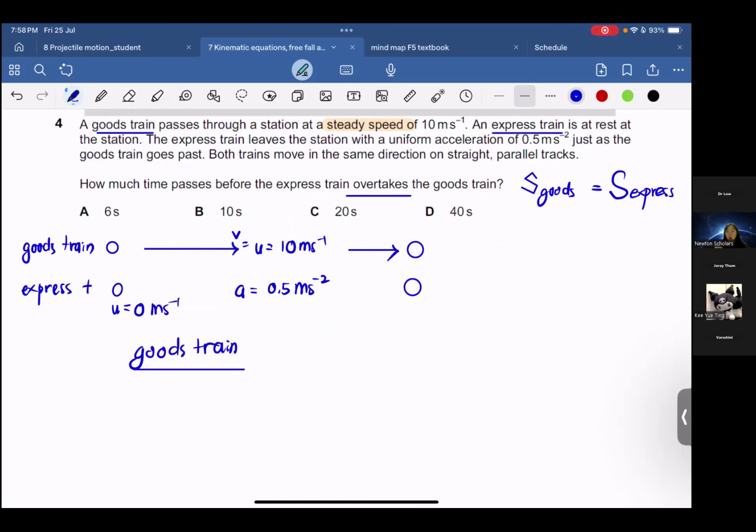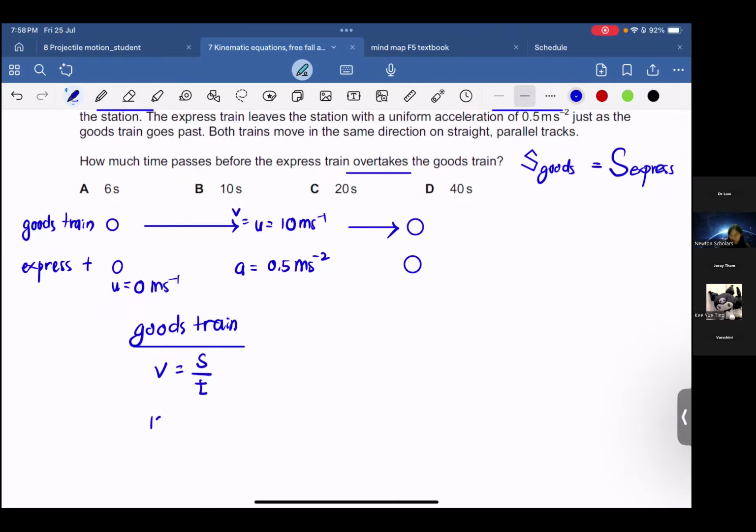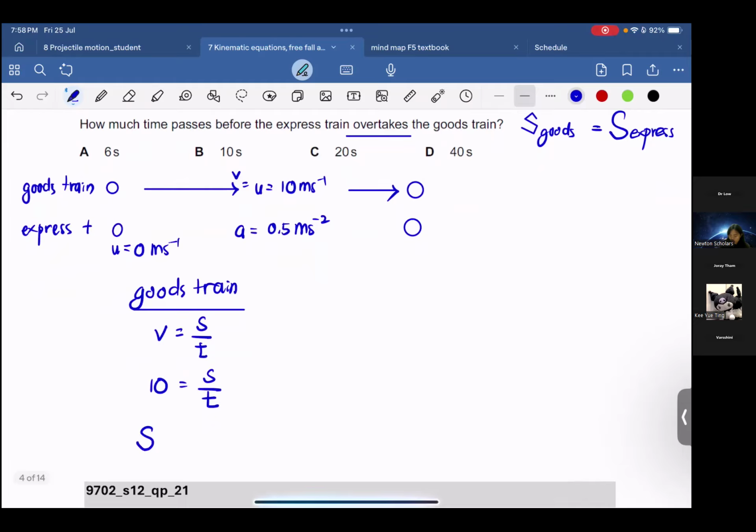It is constant speed. Steady speed means constant speed. So here we need to use the formula V equals S over T. We want to find S. We know V is 10 because it doesn't change. But the problem is I don't know the time, it doesn't mention how long. So I want to find S for the goods train, which equals 10T. This is your first equation.